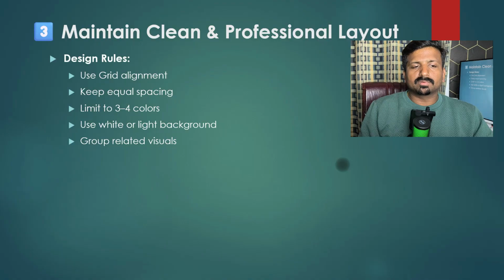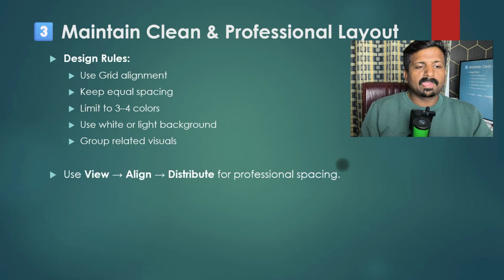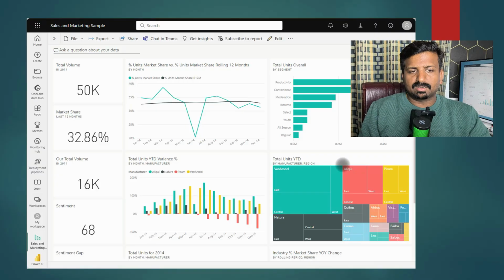Then group related visuals together. Then for alignment you should use view, align, and distribute for professional spacing. Then next is the chart which we have shown. On the left side we have shown the KPI values. Then we have put some charts, line chart, bar chart, and heat chart and all. This is a very clean and very acceptable kind of dashboard.